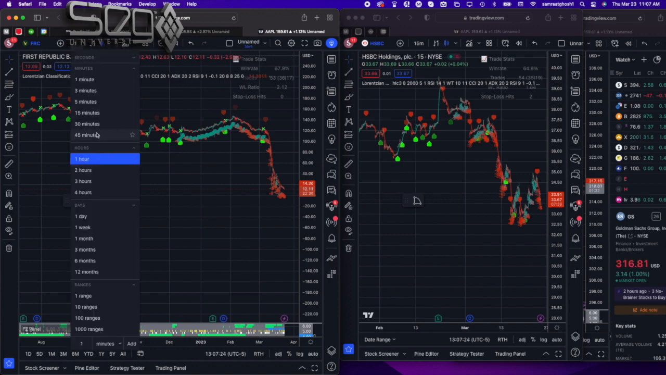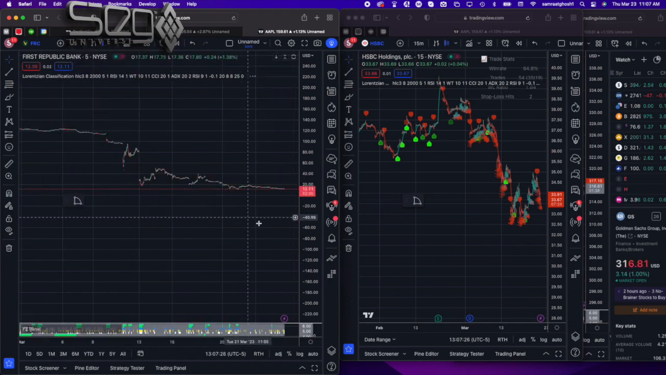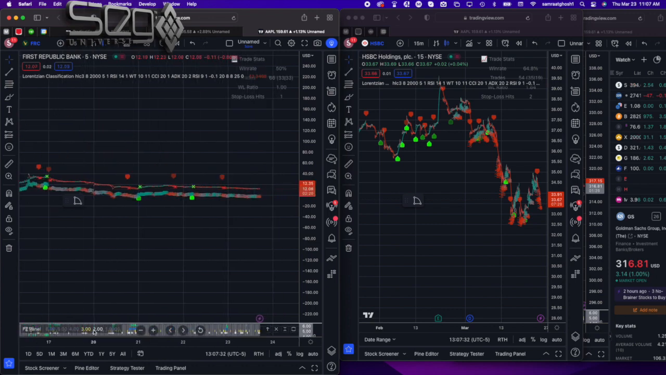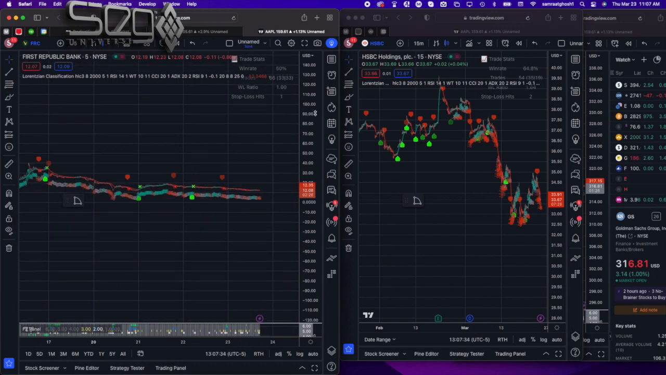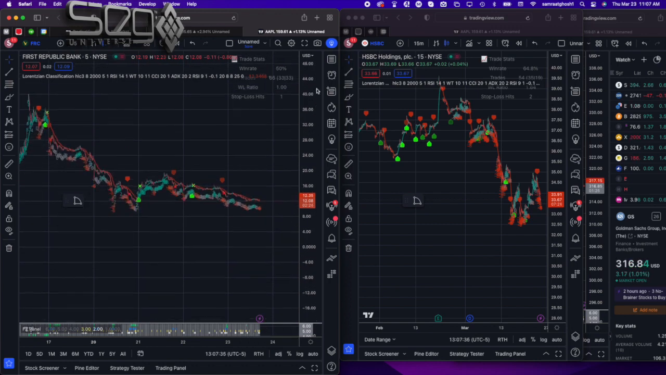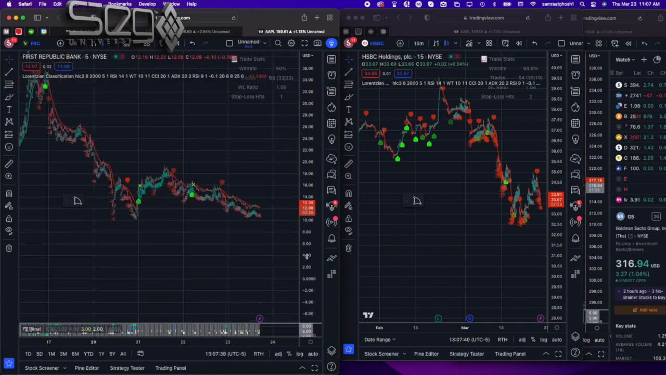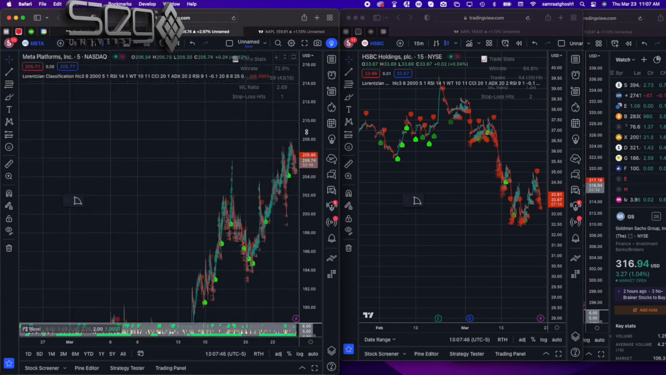Well, looking at First Republic Bank, and we're looking at this one because it's been part of this recent banking crisis. First Republic Bank, we're looking for a buy signal for the long-term trend. We're not really seeing that yet. If you look at the smaller time series, right, you're seeing entries and exits.